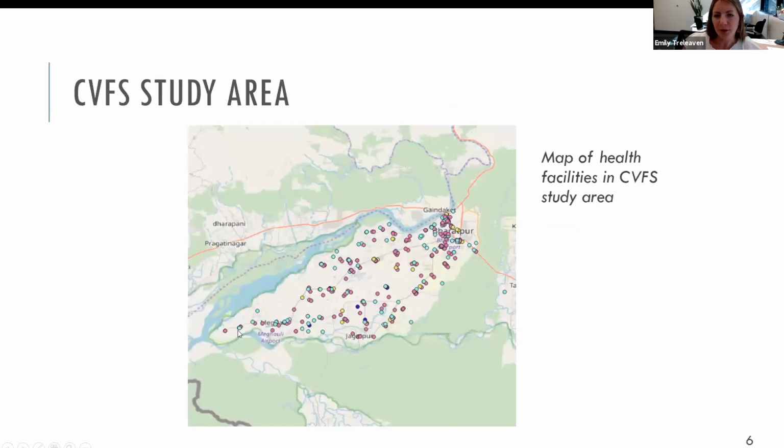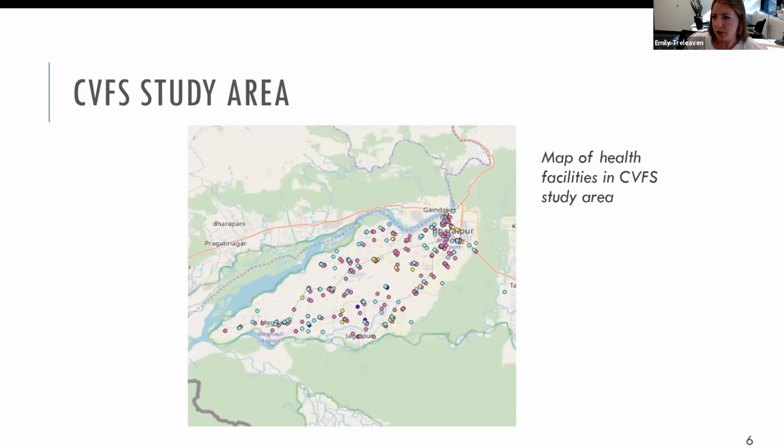To illustrate the distribution of neighborhoods across the study site while maintaining respondent location confidentiality, this is a map of the study area that shows health facilities rather than enrolled neighborhoods. But our neighborhoods are similarly distributed across the geographic area. On this map, different colored dots represent different types of health facility.